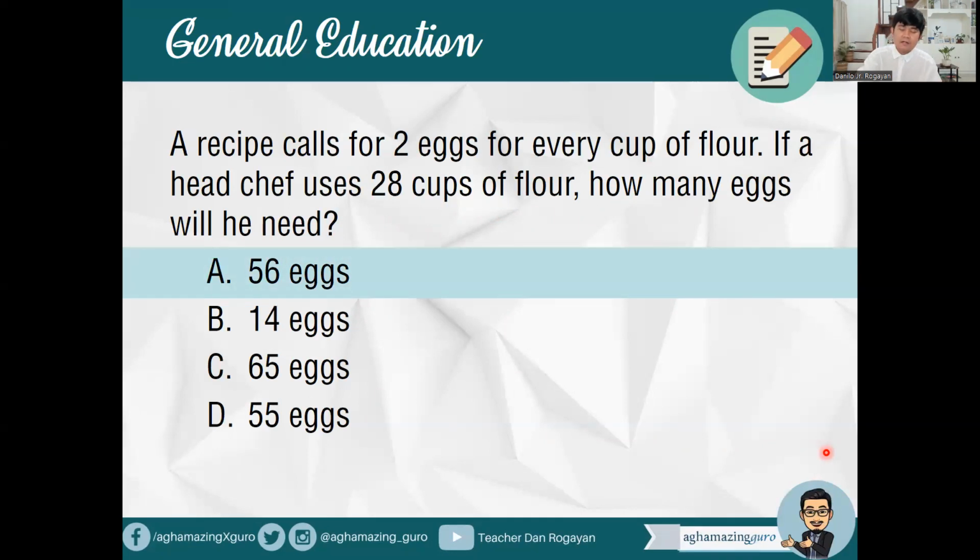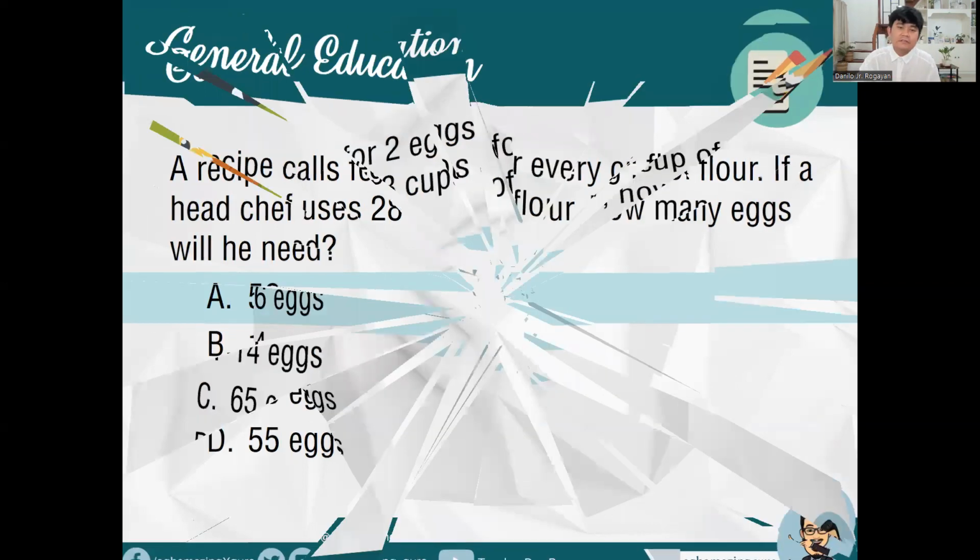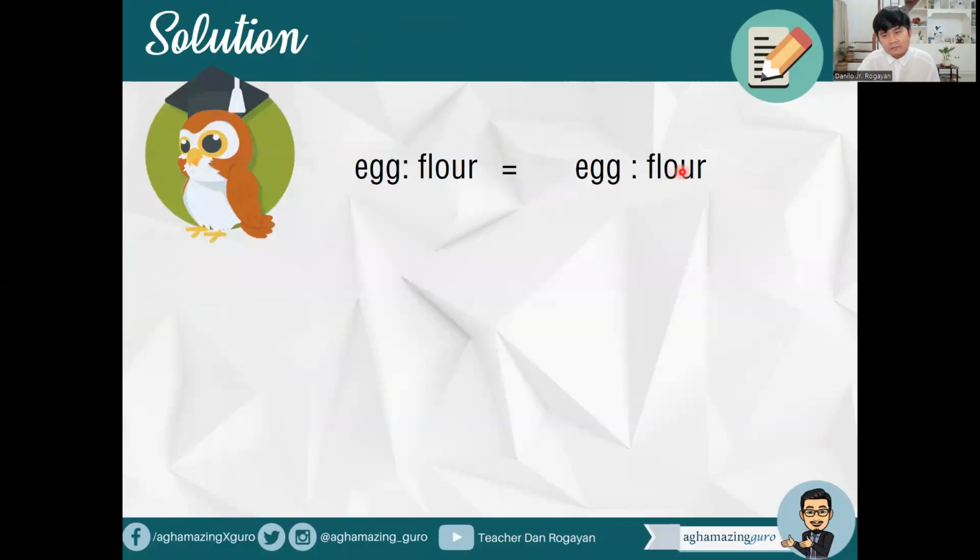How do we get the answer? We'll just write, so that is eggs to flour. So we have here egg to flour, then egg to flour. So the given, of course, we have two eggs in one cup of flour. And of course, unknown yung number of eggs in 28 cups of flour. So we're going to find out the number of eggs if there are actually 28 cups of flour.